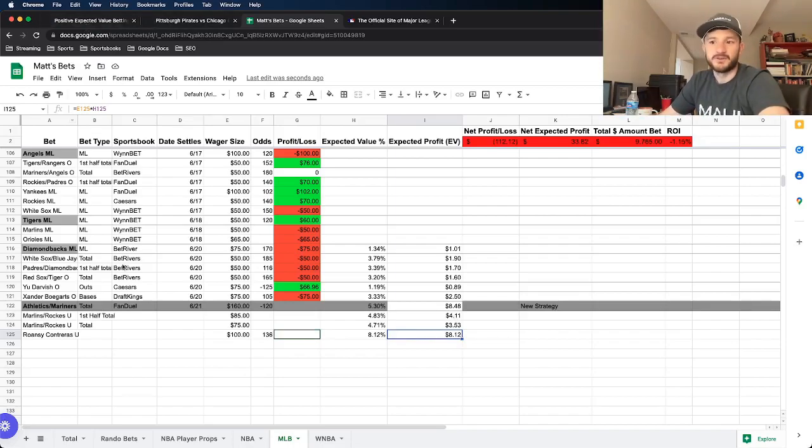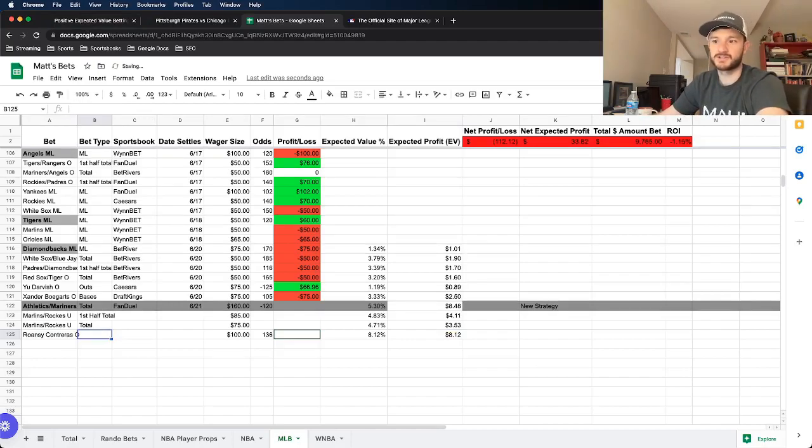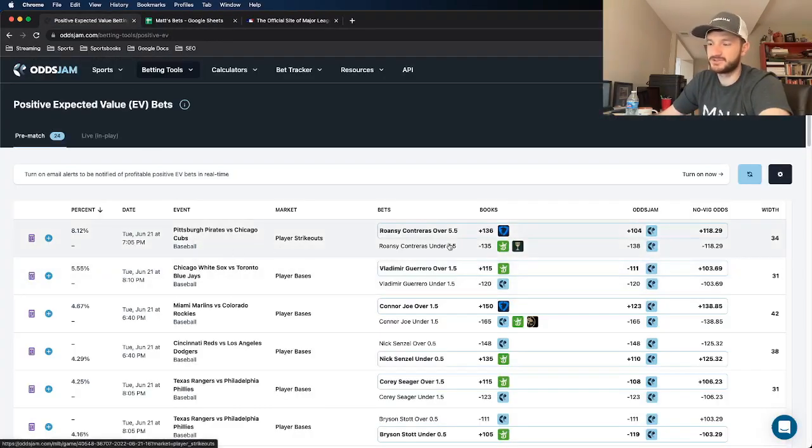So that will be my first one, the Roansy Contreras. This is the over, not under. It's over strikeouts. This was on FanDuel. I'll update all this information later. You don't need to see me watch it because that's not fun for anyone. And that's going to be my first bet. So this Roansy Contreras over 5.5 strikeouts on plus 136 on FanDuel.